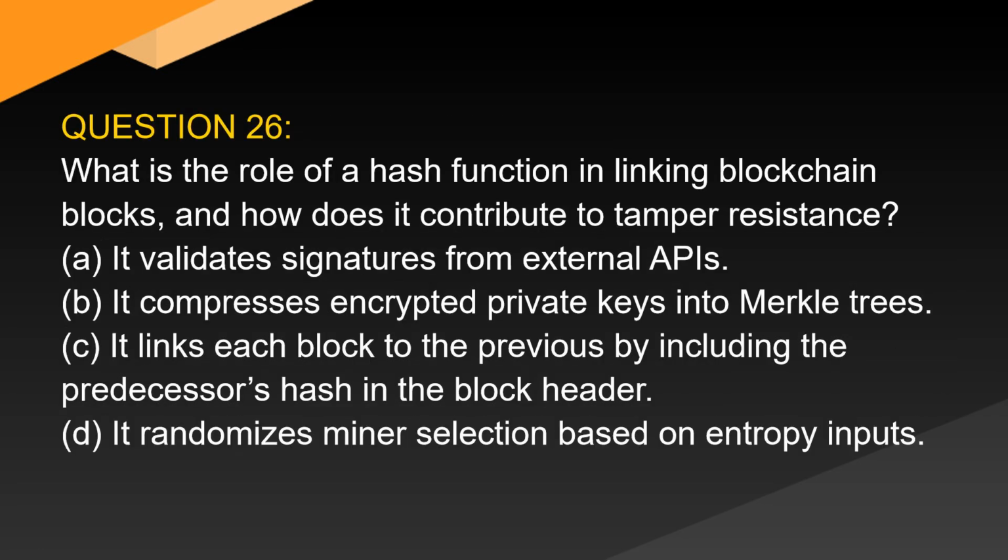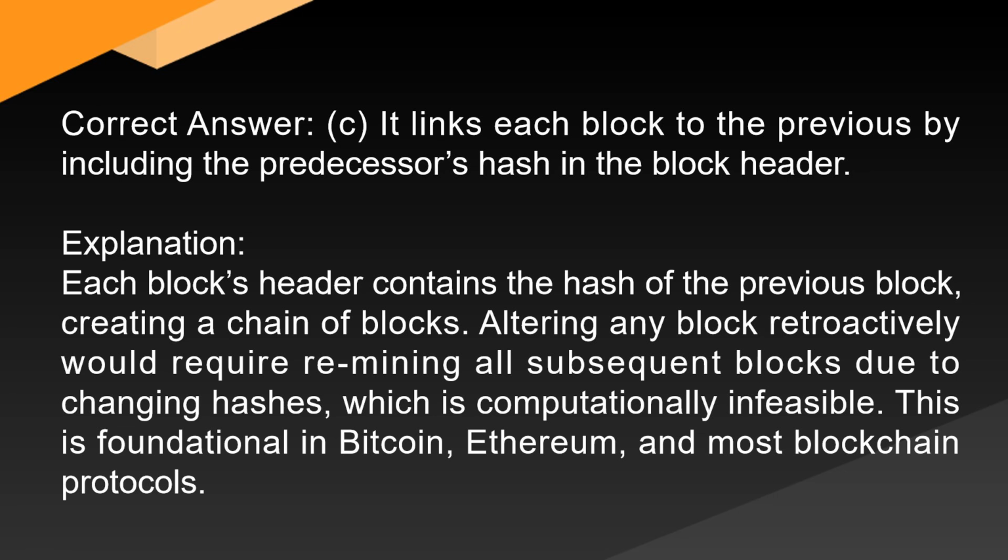Question 26. What is the role of a hash function in linking blockchain blocks, and how does it contribute to tamper resistance? A. It validates signatures from external APIs. B. It compresses encrypted private keys into Merkle trees. C. It links each block to the previous by including the predecessor's hash in the block header. D. It randomizes miner selection based on entropy inputs. Correct answer: C. It links each block to the previous by including the predecessor's hash in the block header.